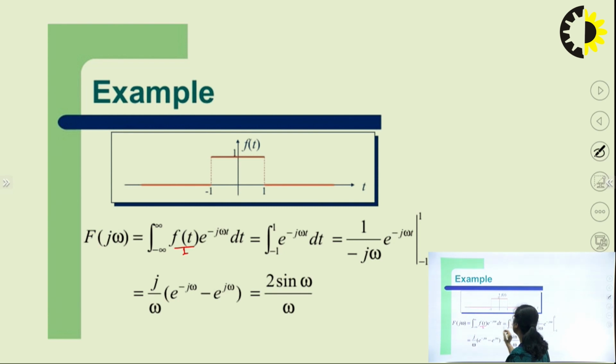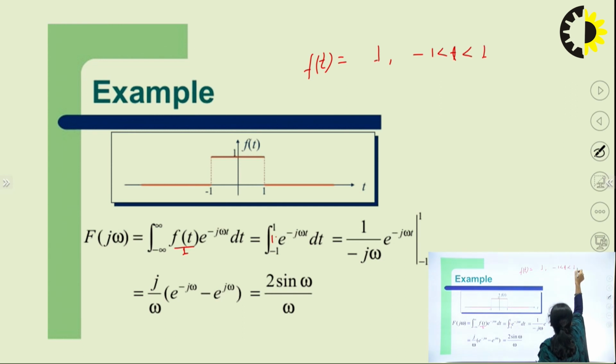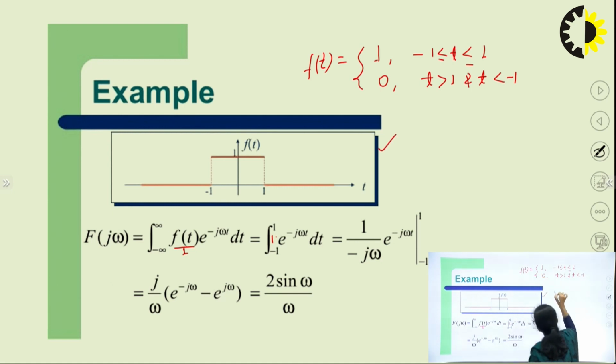F(jω) will be the integral of 1 into e to the power minus jωt dt. We are taking the range of the function from minus 1 to 1 only. The function f(t) in mathematical form can be written as f(t) equal to 1 when t ranges between minus 1 and 1, and for the rest of the time it is 0, when t is greater than 1 and when t is less than minus 1. This is the graphical representation of this function.